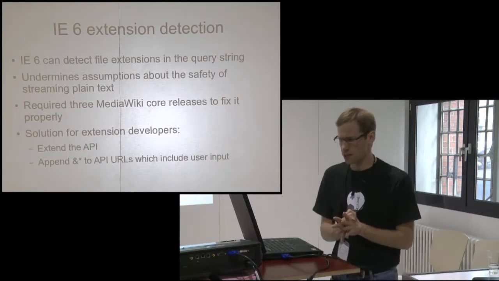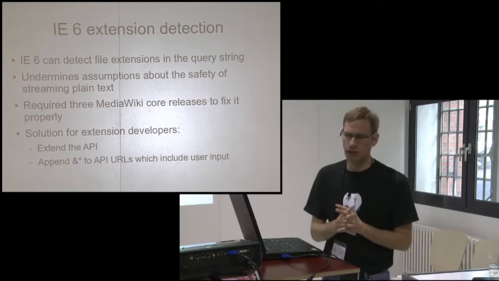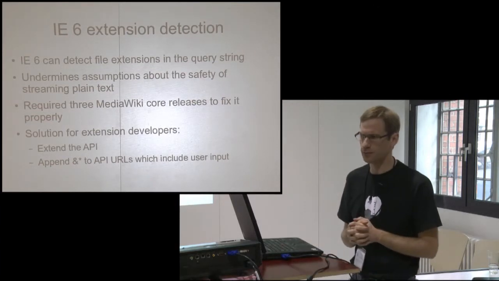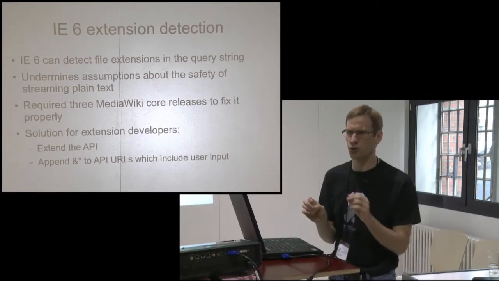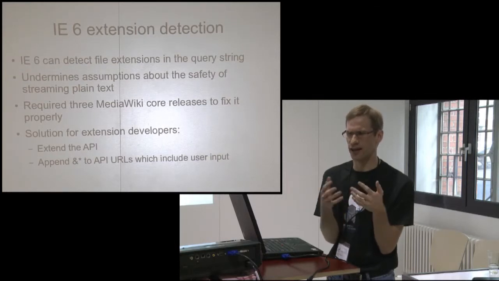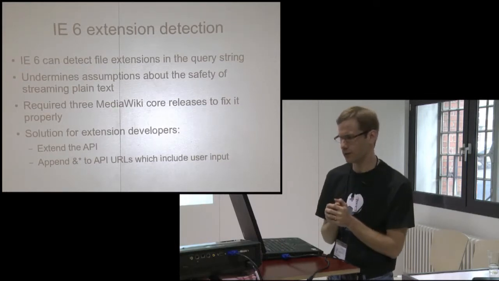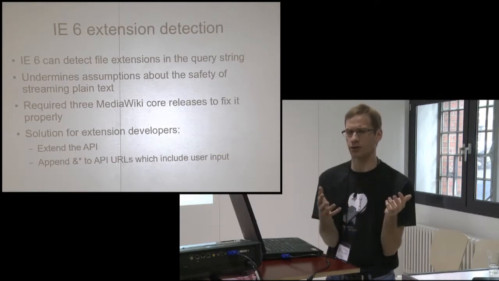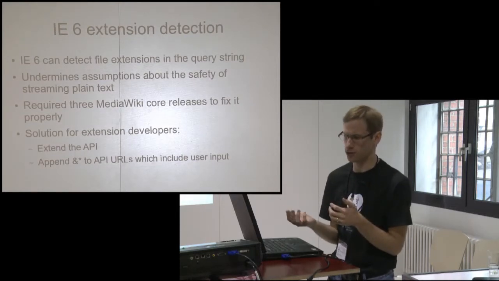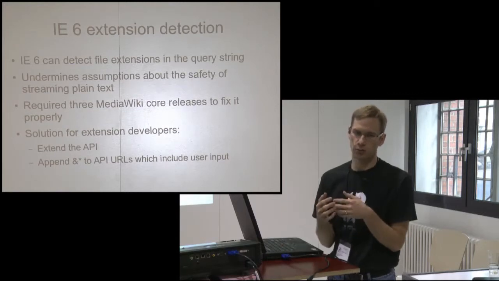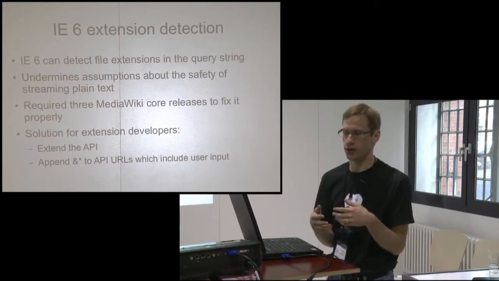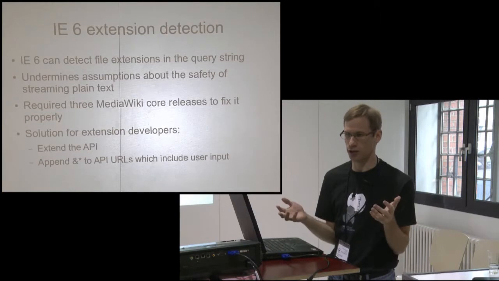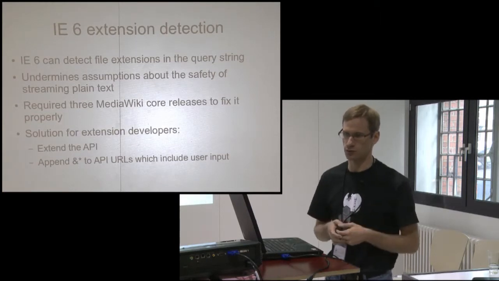It undermines assumptions that we've made about the safety of streaming out plain text to the browser. Plain text is in things that the user can control, like action equals raw. We call it plain text. It could have scripts in it, but we assume that the browser's not going to execute those. But if Internet Explorer detects the wrong file extension there, then it could decide that that's actually HTML and that it needs to execute scripts in it.